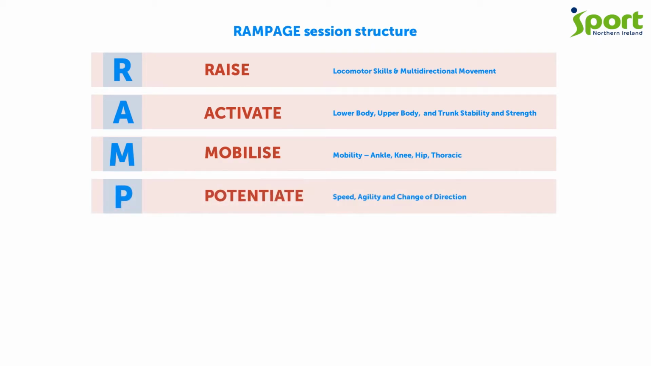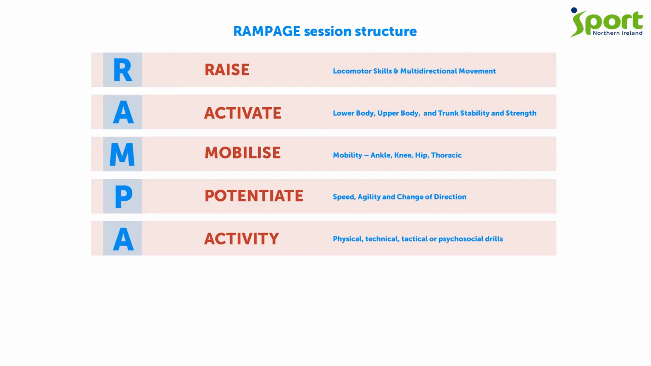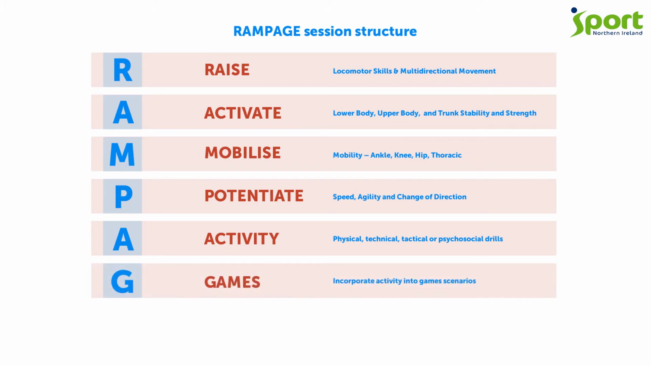P for potentiate. This means increasing the intensity of the activity and can focus on changing speed, agility and change of direction. A for activity. This can be the main focus activity of your session and include any physical, technical, tactical or psychosocial component. G for games. That is incorporating the above activity into a game-based scenario. And finally, E for evaluate. Always remember to evaluate your session so you know what worked and what didn't.